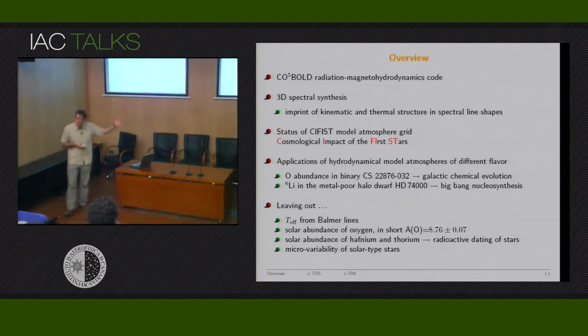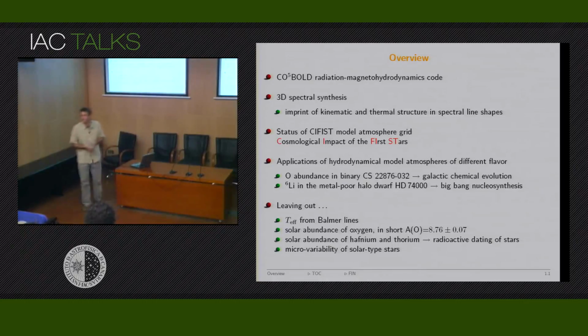It was difficult for me to decide what kind of applications I would like to show, so I had to leave out some interesting topics, which I would at least like to mention. One is related to the determination of effective temperatures of late-type stars by using Balmer line profiles. We have been starting a study using 3D models along these lines.